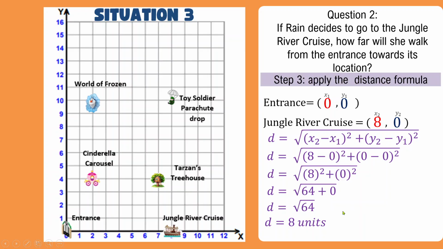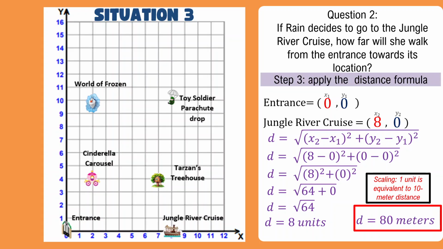But remember that we have a scaling, so we need to use the scaling. We need to find the distance in meters. The scaling is 1 unit is equivalent to 10-meter distance. So we need to multiply the units by 10 to get the distance in meters. So 8 times 10 is 80. So the distance from the entrance towards the Jungle River Cruise is 80 meters.